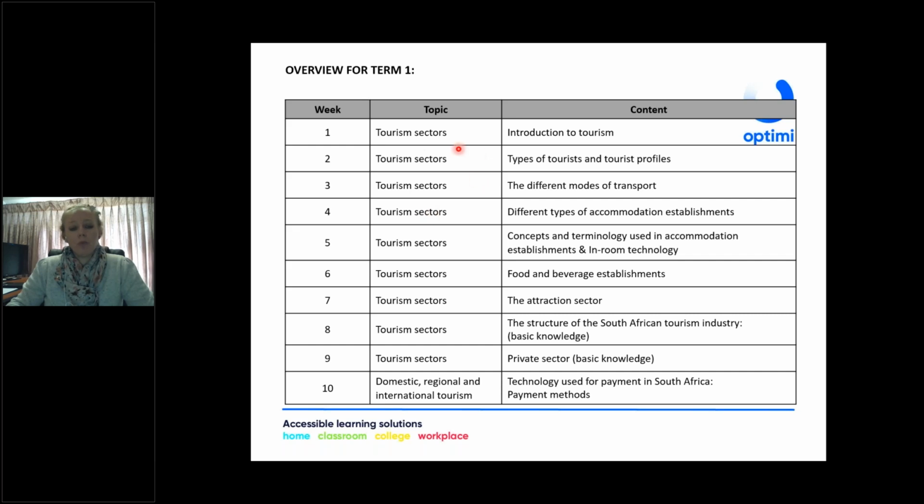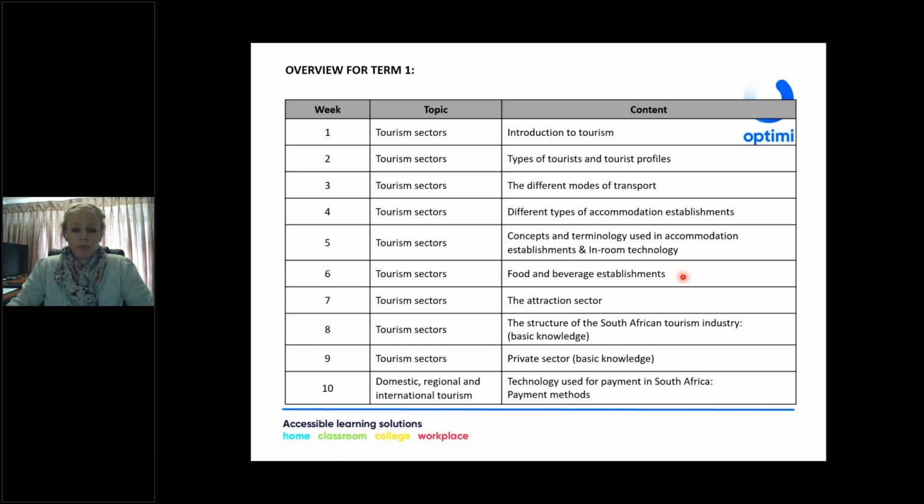Okay, so if we look at term 1, you should have done in term 1 for week 1, introduction to tourism. For week 2, types of tourists and tourist profiles. For week 3, the different modes of transport. For week 4, the different types of accommodation and establishments. For week 5, the concepts and terminology used in accommodation establishments and in-room technology.